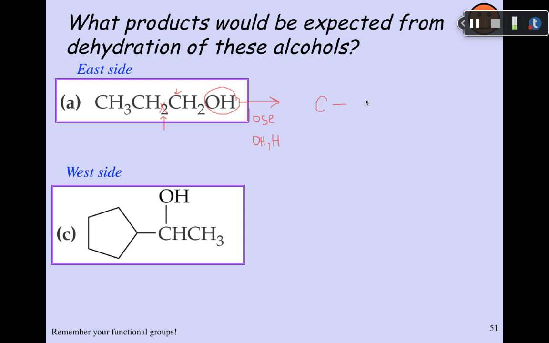Let's draw it out. The carbon chain stays intact. The leftmost carbon hasn't been affected. The middle carbon will have lost 1 hydrogen, still has 1. The end carbon still has 2 hydrogens. We didn't take away those. But what has to happen, the 2 atoms that lost something now will make a double bond. It's an alkene.